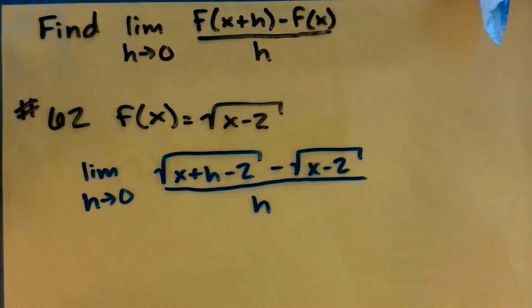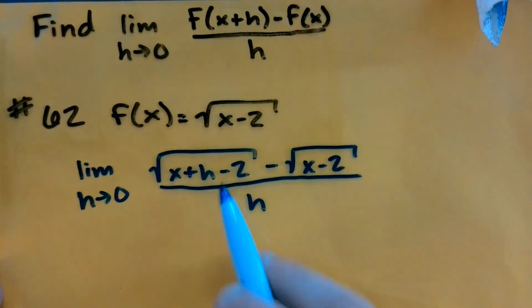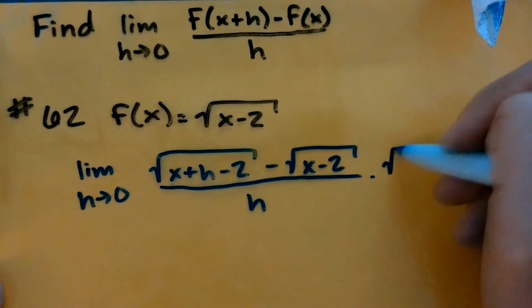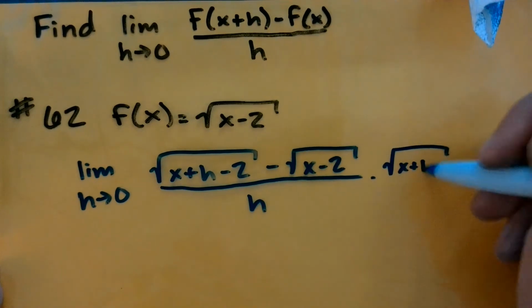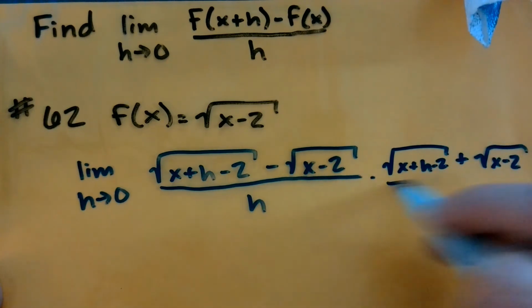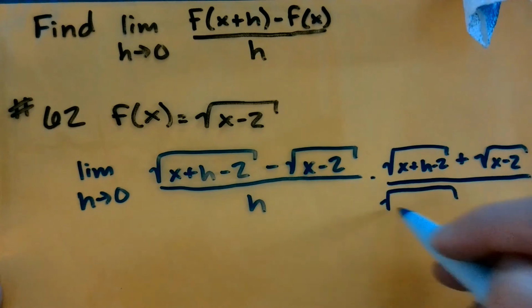So this one is a little trickier to simplify, but just like the other ones that we were dealing with radicals in them, it's a good idea to go ahead and multiply by the conjugate. So we'll have radical x plus h minus 2 plus radical x minus 2 over the same thing.